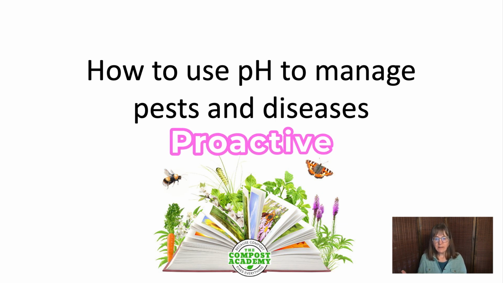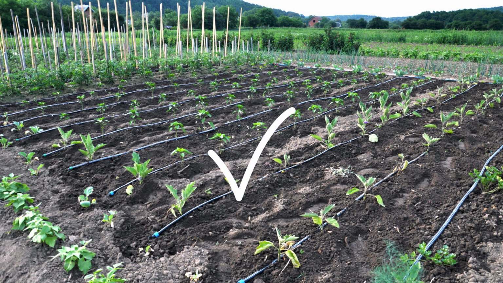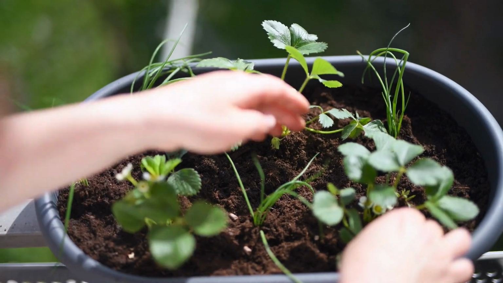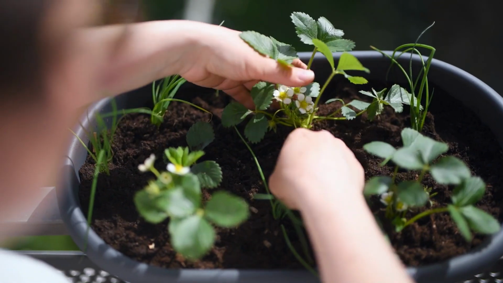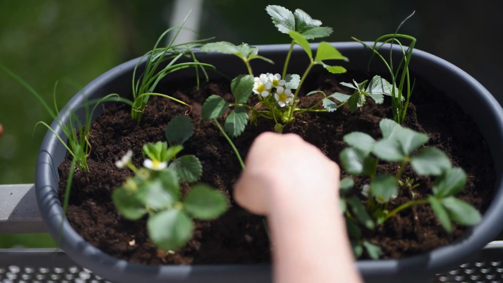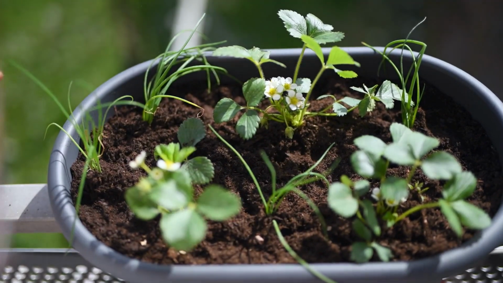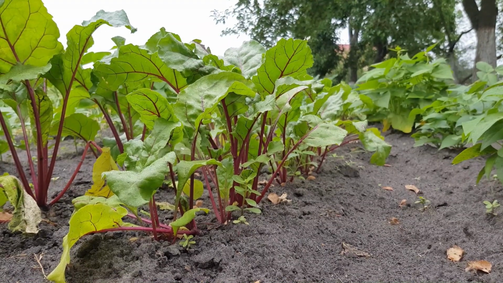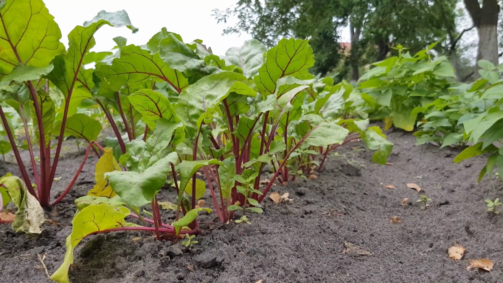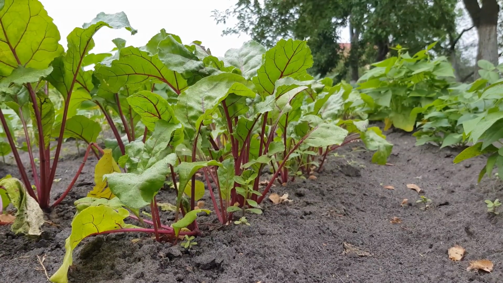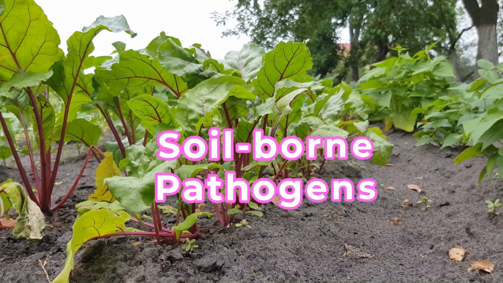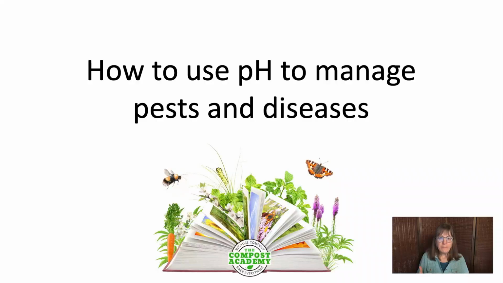What does that mean? Well, start by checking your soil pH on a regular basis and watch for signs of pests and diseases. Don't just check once. Do it every time you're around your plants. By adjusting pH imbalances, you can reduce the impact of pests and soil-borne pathogens, those troublesome bugs and diseases that lurk in the soil. Let's take a look at some real-life examples.